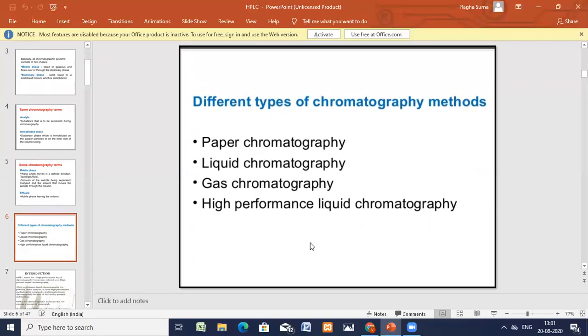Now, we'll study different types of chromatography: paper chromatography, liquid chromatography, gas chromatography, and high performance liquid chromatography. Paper chromatography, column chromatography, and thin layer chromatography have already been explained to you. Now we'll see HPLC, high performance liquid chromatography, in detail. So this is the introduction before I start HPLC.